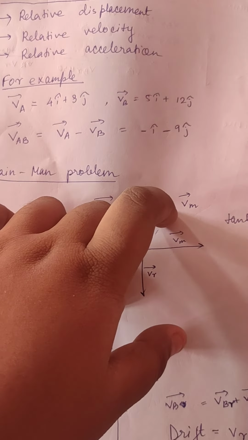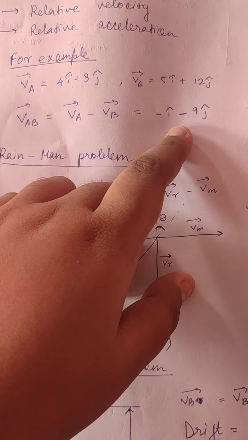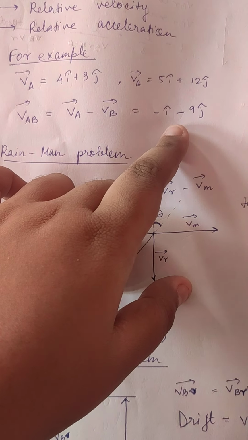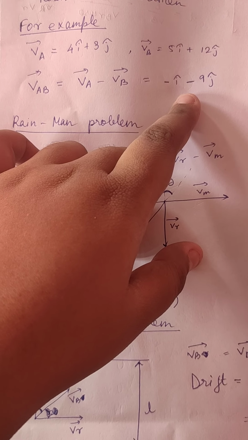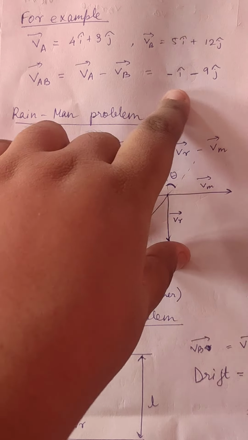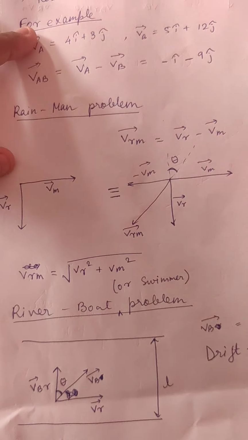We are taking the velocity of A with respect to B, that is considering B to be at rest, but it is actually not. We are considering B to be the reference frame. So we are deducting the velocity of B from A to get the value.